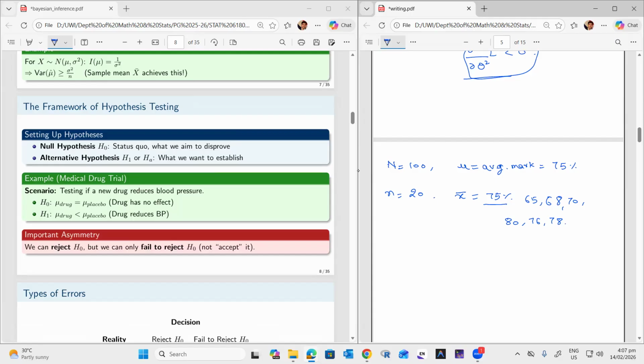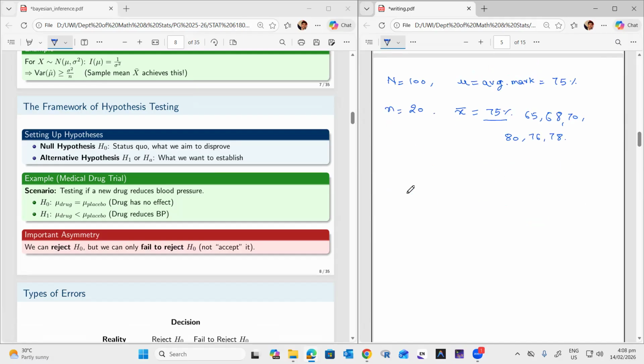So that's how we need the testing of hypothesis. In that we always make two hypotheses. One is the null hypothesis. In that one we assume the status is equal to some value, and our aim is to disprove that, and we want to reject it basically. And the alternative hypothesis, which we denote by H1 or Ha, is what we basically want to establish.